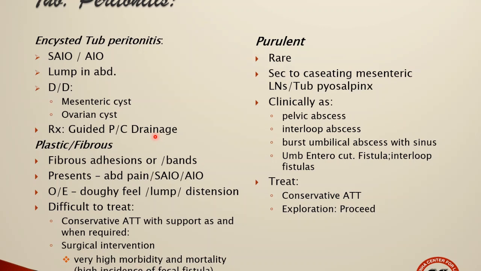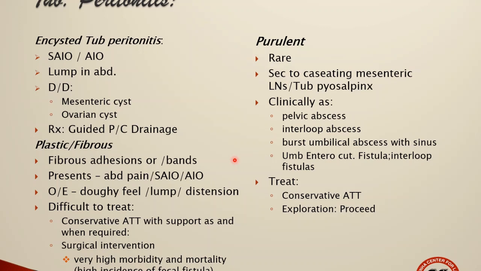But coming to the most notorious and the worst morbid form of tubercular peritonitis, and that is plastic or fibrous. Here they have fibrous adhesions or bands extending between the loops, whether small bowel or large bowel, and between the loop and the parietal peritoneum. So it presents with pain, subacute obstruction, and acute intestinal obstruction. On examination, you'll find a doughy feel, a lump in the abdomen may or may not be there, and you can find distension depending upon the degree of obstruction. Very, very difficult to treat.